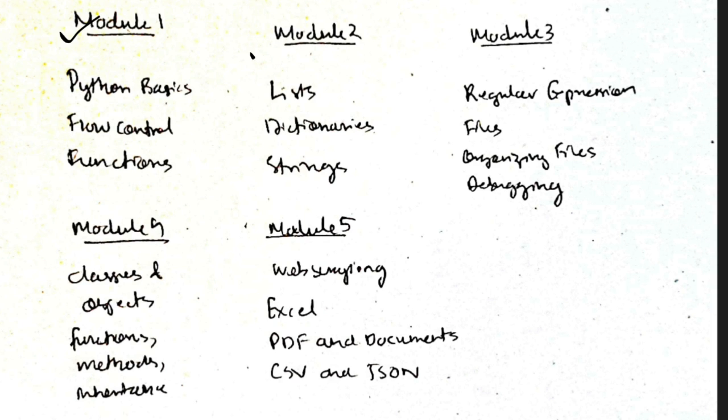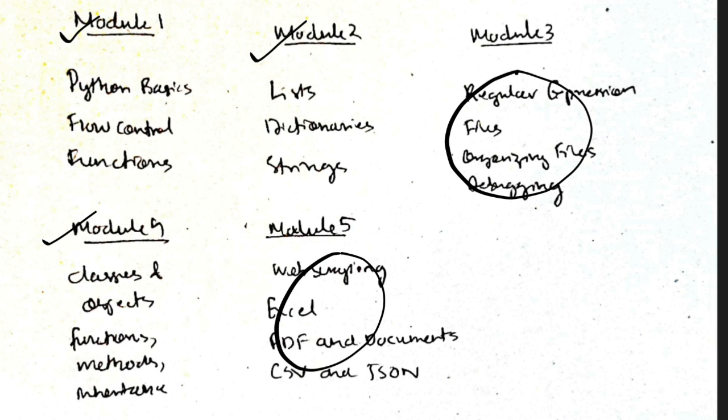The easiest ones are module 1, module 2, and module 4, I guess, because compared to module 3 and module 5, it's a bit harder. This has a lot of code, and this has a lot of things to understand, but here it's comparatively easy.